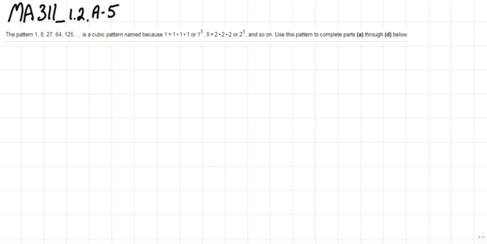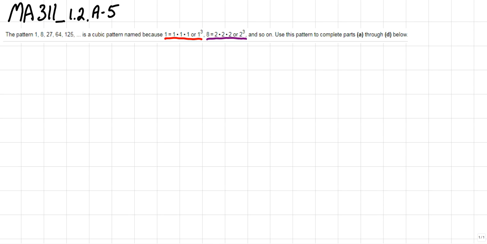The pattern 1, 8, 27, 64, 125, and so on, is a cubic pattern, named because the first number in the pattern, 1, is equal to 1 times 1 times 1, or 1 cubed. The second number, 8, is equal to 2 times 2 times 2, or 2 cubed, and so on. We want to use this pattern to complete parts A through D below.